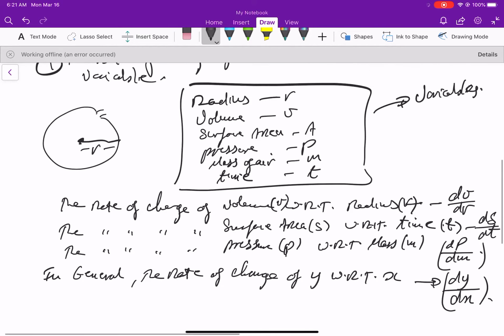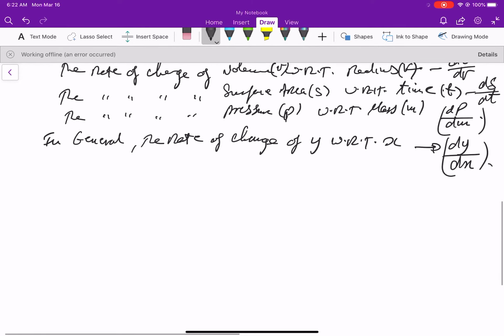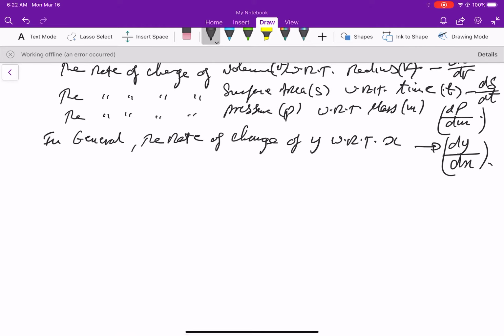Okay. A second way to think of differentiation: we think of differentiation as giving rise to what's called a gradient function.